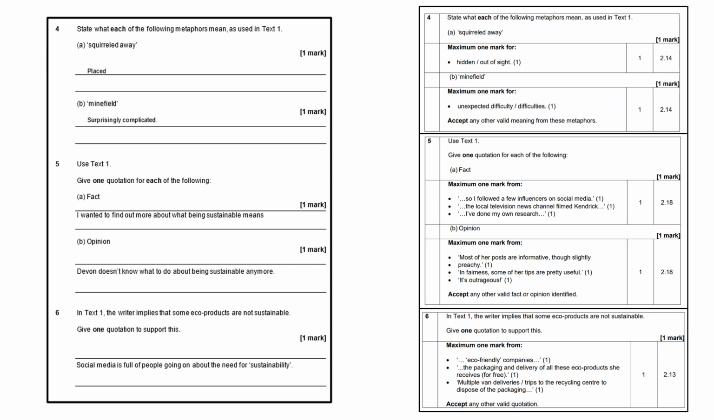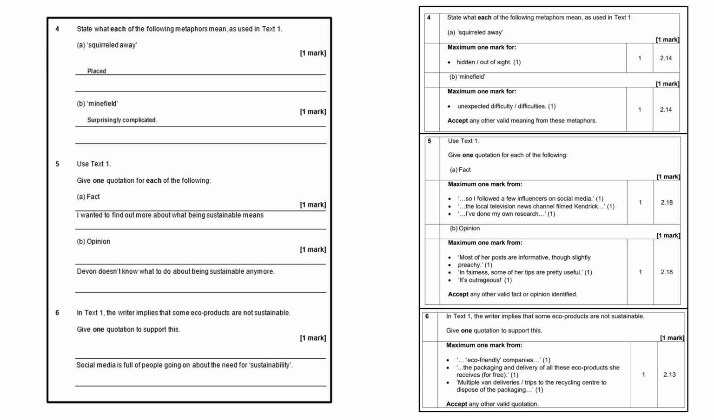Therefore, 4A would be given 0 marks, as the answer needs to show the understanding that the metaphor means out of sight. However, for 4B, surprisingly complicated, although it's not the exact answer from the mark scheme, the learner has given a valid interpretation and this would get 1 mark.